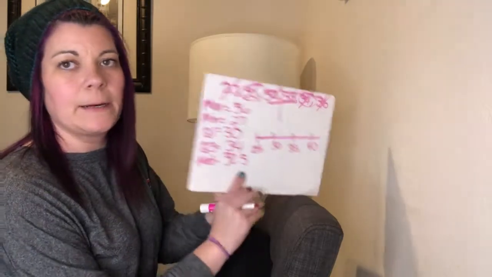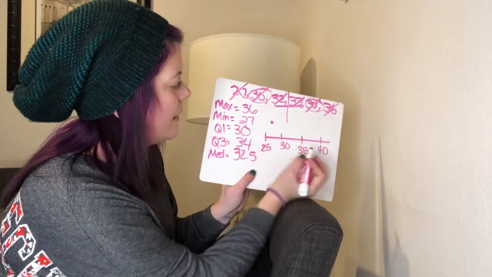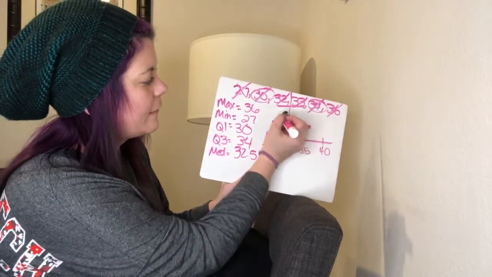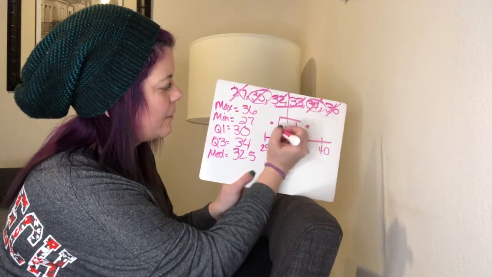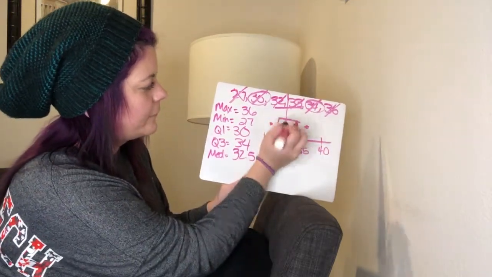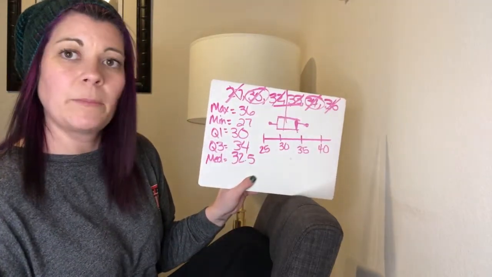So I am going to start off with 25 and then just go up by 5 here. So my little number line here. My minimum's 27, so right there. My maximum's 36, so right there. My Q1 is 30, that's the left end of my box. My Q3 is 34, that's my right end of my box. Draw my box. And then my median is 32.5, so that's the line that goes in, and then connect my whiskers. And then I have my box.